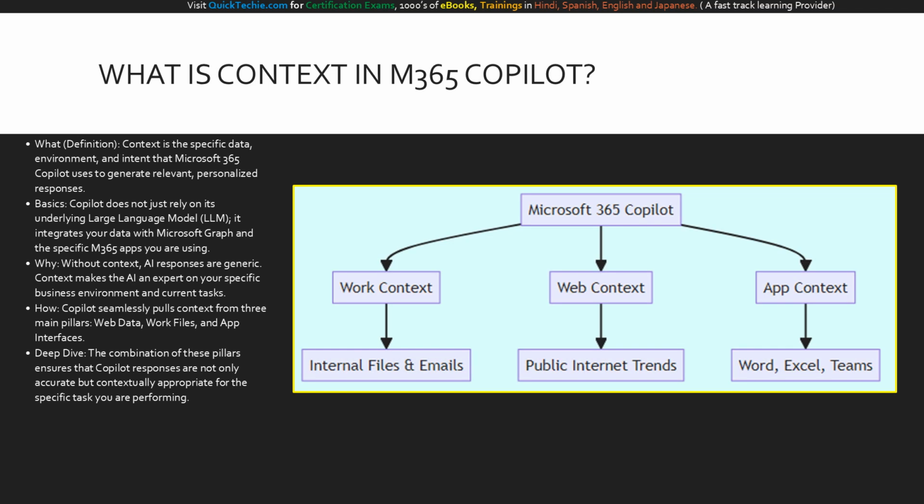Let us start by answering a fundamental question. What exactly is context? When we talk about Microsoft 365 Copilot, think of context as the situational awareness that the AI possesses. If you ask a generic AI model to write a status report, it will give you a generic template. But Copilot is different. It acts as your workflow companion by pulling context from three specific areas: your work files, the public web, and the actual application you are working inside. This is why the responses you get feel incredibly personalized and deeply relevant to your business.